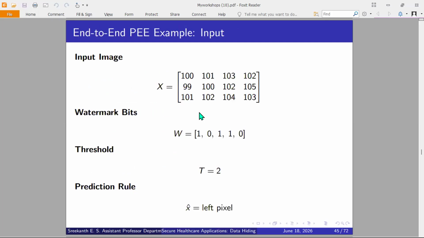This is just one example I put. So you have an image. These are the watermark bits, which we are planning to embed. And we are assuming that our prediction is like this. We are using the left pixel for prediction.